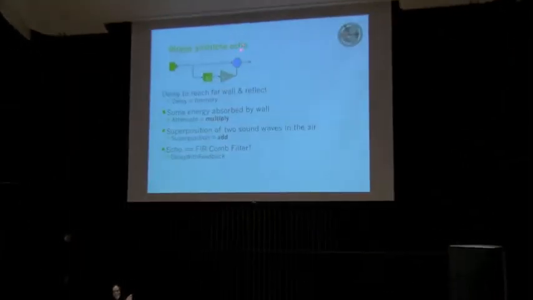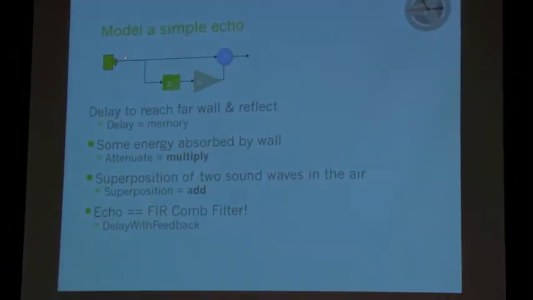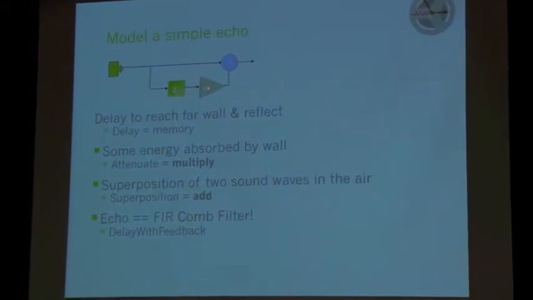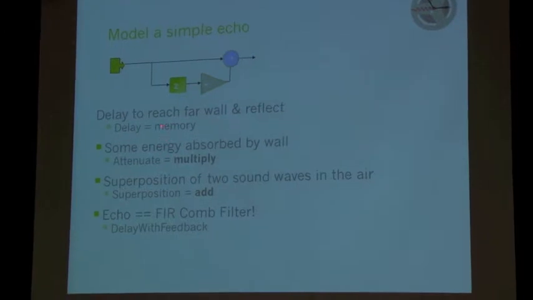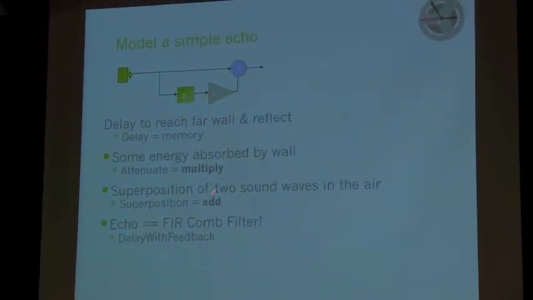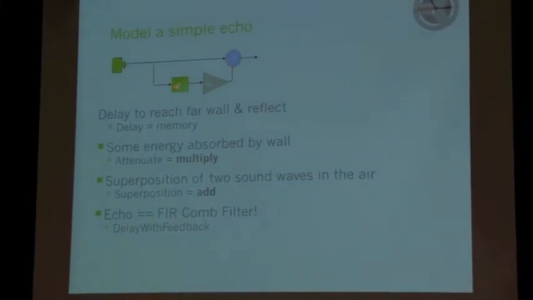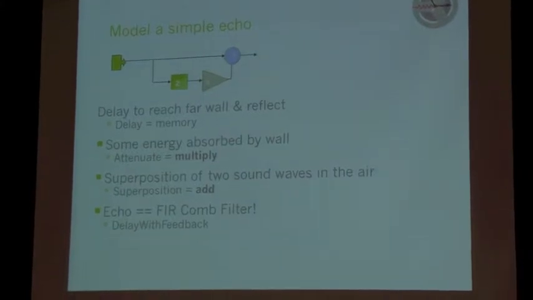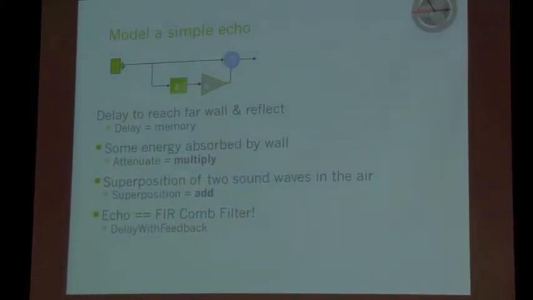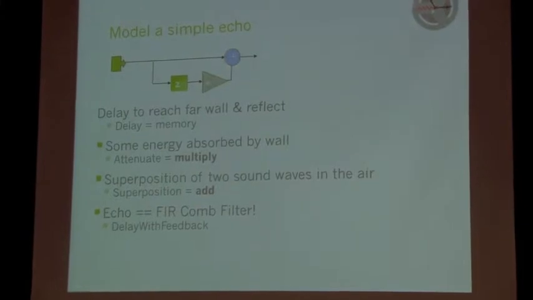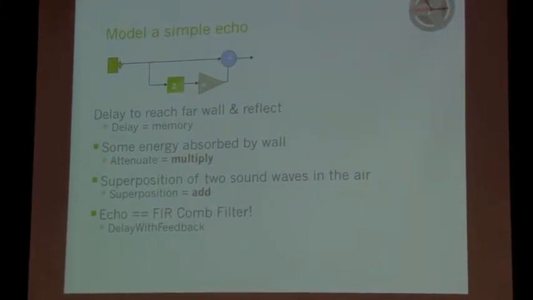So you have the original clap, and then this is the time that it takes to get to the wall. This is an attenuator, a multiplier, that is the absorption, where it's losing some of its energy. And then here's where the delayed one and the original add together. And this diagram actually turns out to be a diagram of an echo, but it happens to be the diagram for an FIR comb filter.